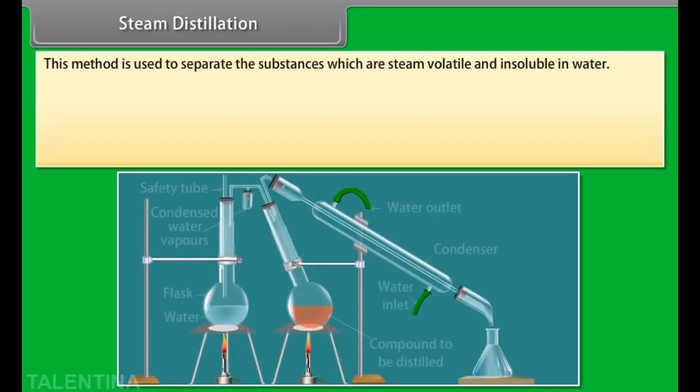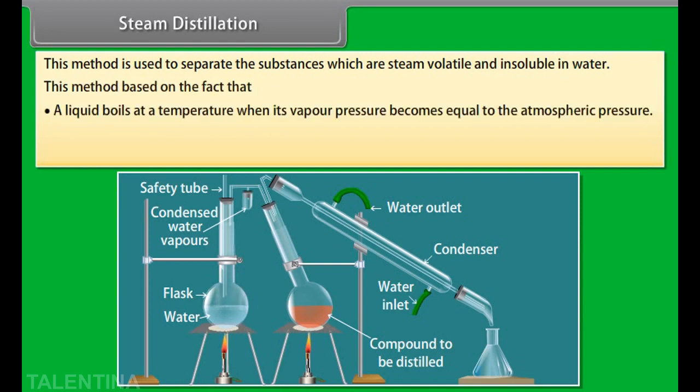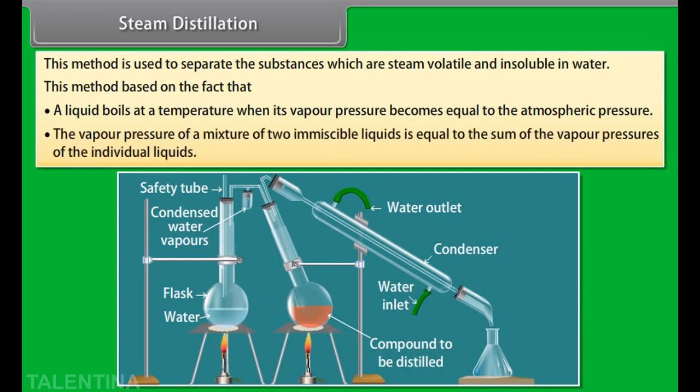Steam distillation. This method is used to separate the substances which are steam volatile and insoluble in water. This method is based on the fact that a liquid boils at a temperature when its vapor pressure becomes equal to the atmospheric pressure and the vapor pressure of a mixture of two immiscible liquids is equal to the sum of the vapor pressures of the individual liquids.